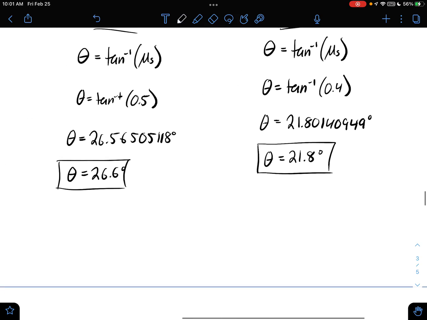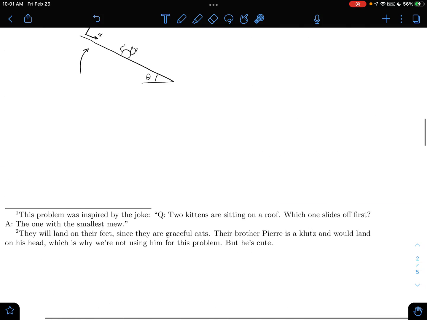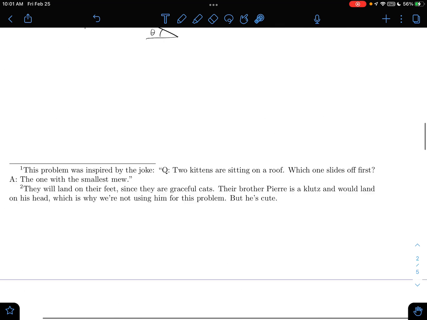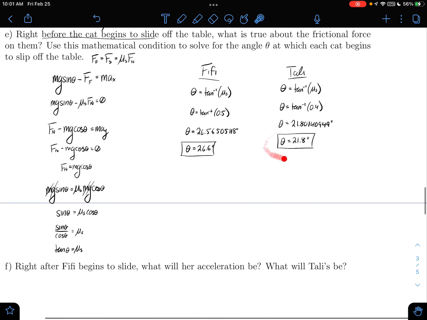Which makes sense. If our coefficient of static friction is lower for Tally, meaning she slips easier than Fifi does, she's going to slide at a lower angle than Fifi. Fifi's going to hang on just a little bit longer than Tally.